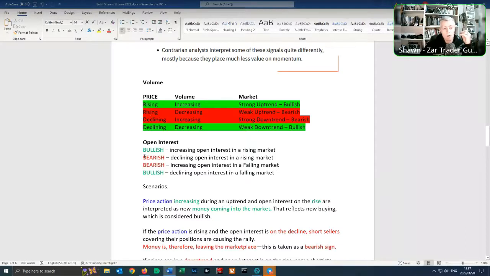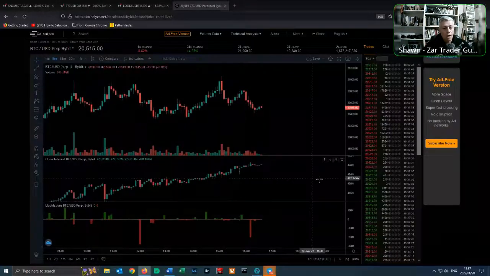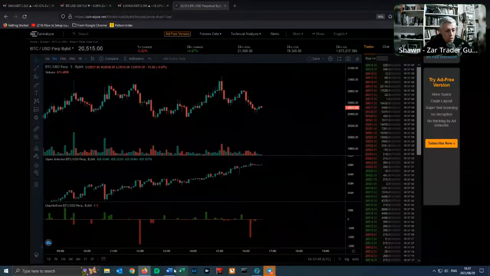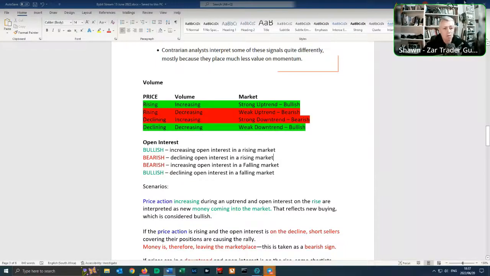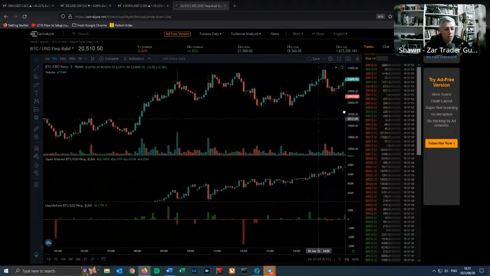So a bearish scenario in open interest would be where there's declining open interest in a rising market. So what would that mean? That would mean if open interest is declining and the market is rising, that certain trades are closing. That's why the open interest is declining and the market is moving up. So let's go look for an example in the charts there. Let me just see declining open interest in a rising market. Let me go look for an example.